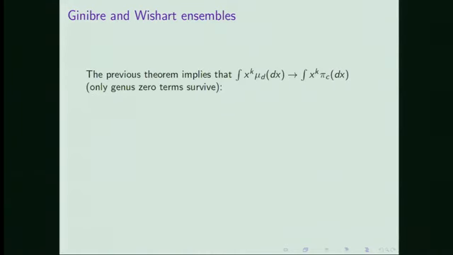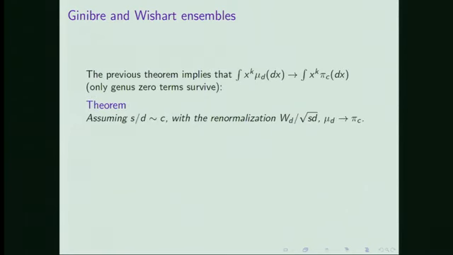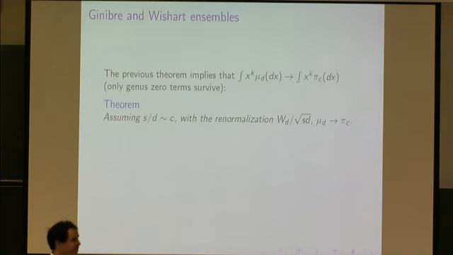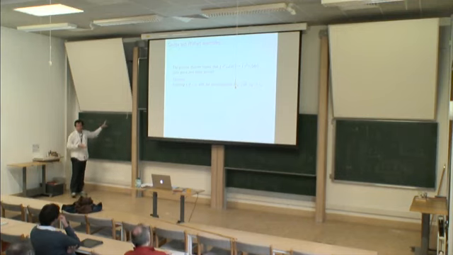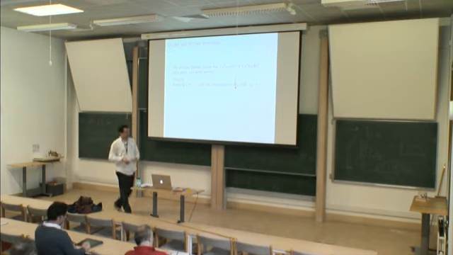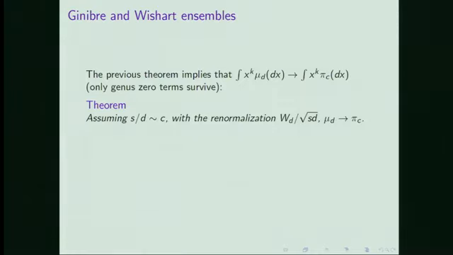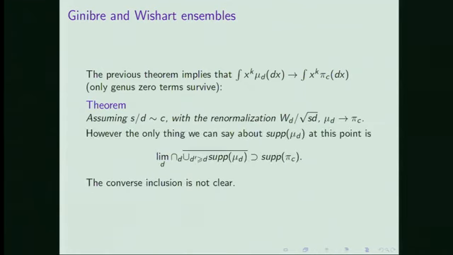Basically, what this result implies is that if we make the assumption that S over D has some nice behavior as D goes to infinity, so this is this number c, then this converges towards the Marchenko-Pastur distribution, which is written here. This is just a rephrasing of what I said before. So already these genus combinatorics are quite useful to say something. It's been known for a long time that Wishart matrices have this asymptotic behavior. I guess it's Marchenko and Pastur who did it.